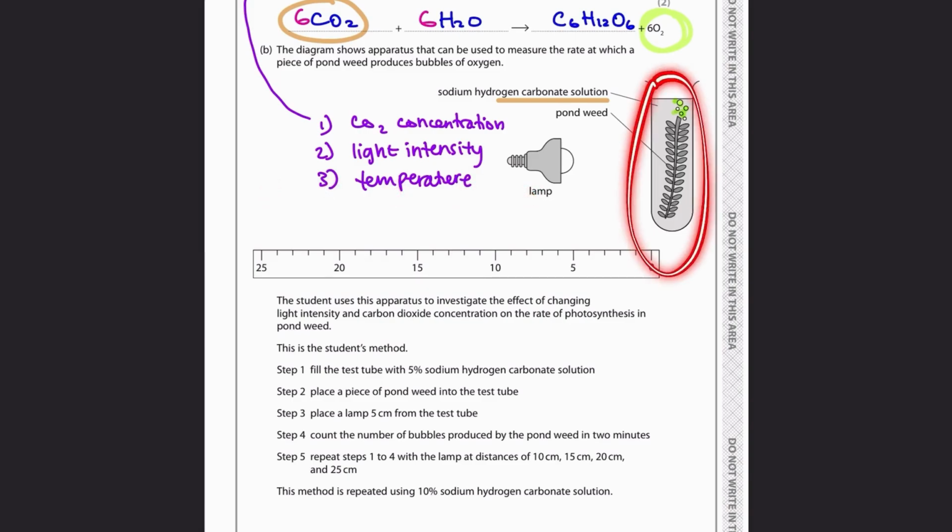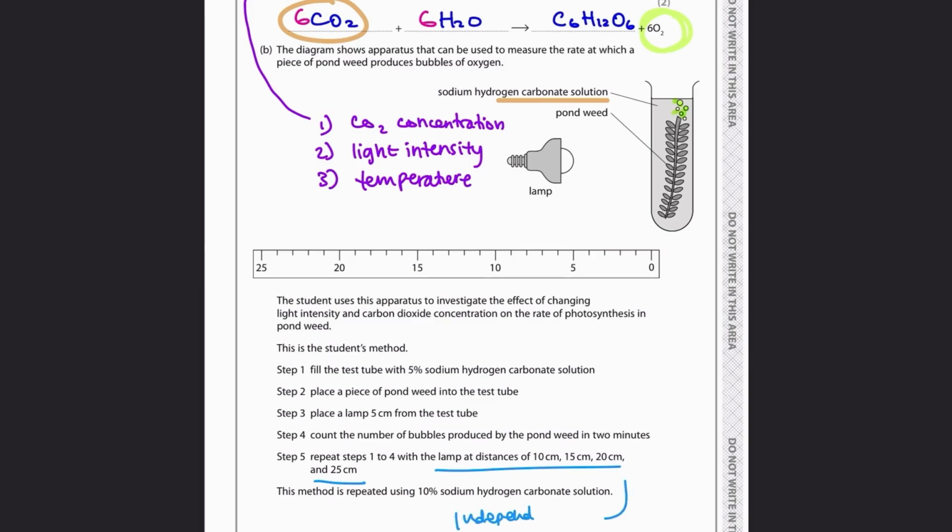And why is he doing that? Because he's basically changing the intensity of the light, right? Because the farther away you move the lamp, the less intense the light shining on the plant. So from this, you should already conclude that the independent variable, all of these here, that is the independent variable. That's what he's changing. So as you're reading this, you should sort of be building up these key points in your head already.